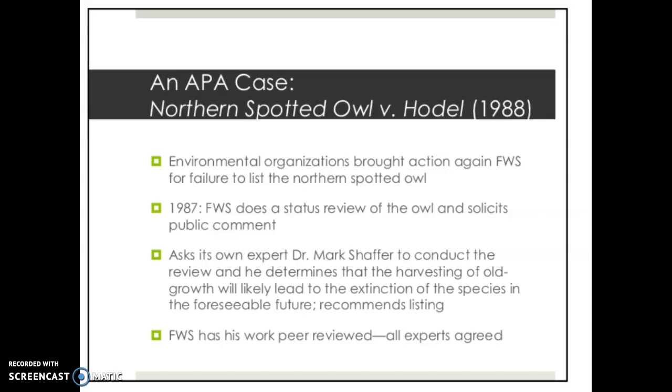The Fish and Wildlife Service, or FWS, did a status review of the owl and solicited public comment. This is leading up to the case. It asked its own expert to conduct the review and do a biological assessment, and he determined that the harvesting of old growth forests will likely lead to the extinction of the species in the near future, and he recommended listing. So this is their own expert. Fish and Wildlife had his work peer-reviewed, and all the experts were in agreement.